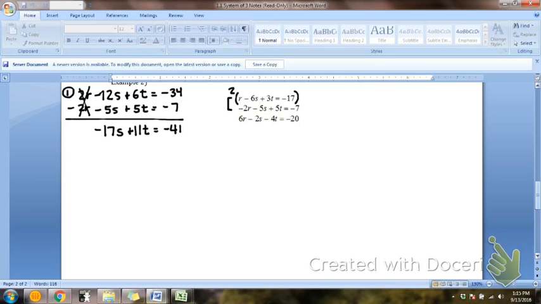Okay, so for my second step, I'm going to do the first and the last two equations to cancel out my R's. And I'm going to multiply that top row. If I'm going to do the first and the last, I need the top row to be a negative 6R. So I'm going to multiply the top row by a negative 6. Okay, so I'm doing the first and the last row as my step number 2, and I'm multiplying the top row by a negative 6 so that my R's cancel out.